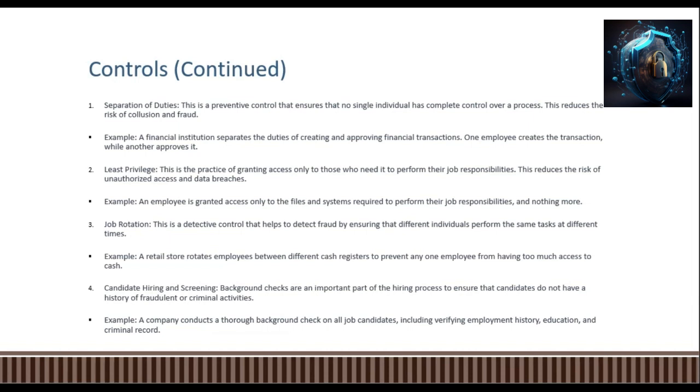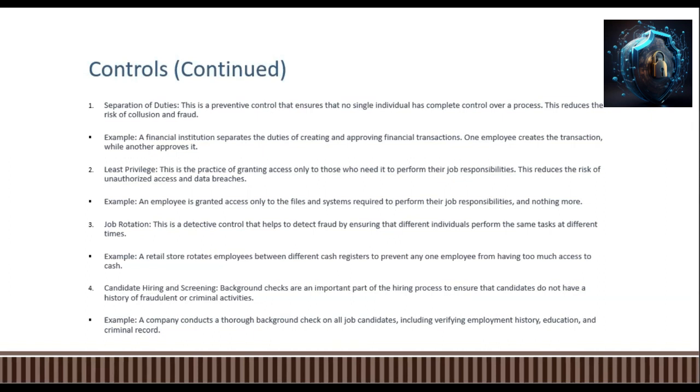Job rotation. This is a detective control that helps to detect fraud by ensuring that different individuals perform the same task at different times. Example, a retail store rotates employees between different cash registers to prevent any one employee from having too much access to cash.